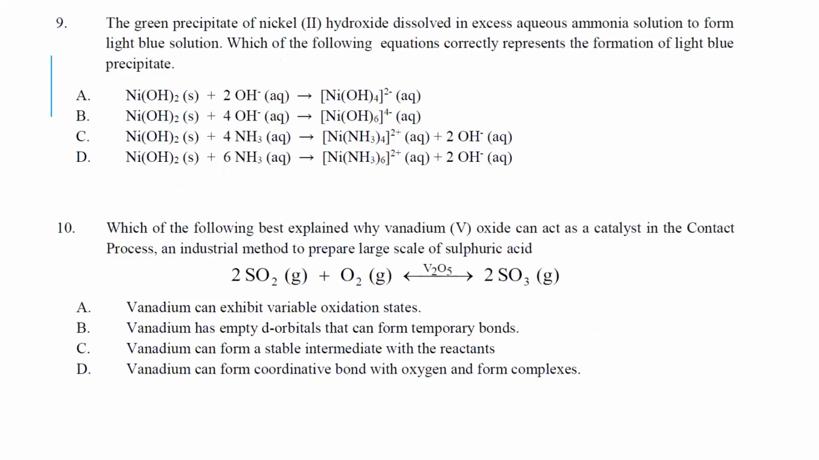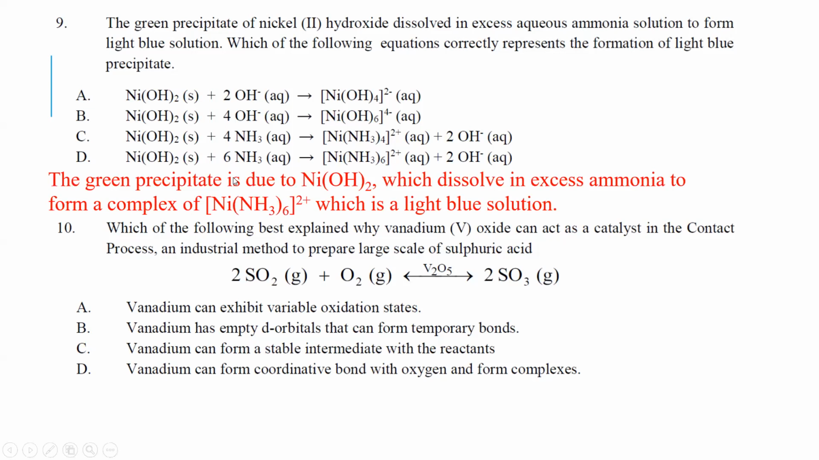Then we go to question number 9. A green precipitate of nickel 2 hydroxide dissolved in excess ammonia to form a light blue solution. Which of the following equations correctly corresponds to the formation of the light blue solution? The light blue solution is due to the formation of the complex [Ni(NH3)6]2+. So similar to copper, nickel can also dissolve in excess aqueous ammonia. So it forms the hexaamminenickel 2 ion.